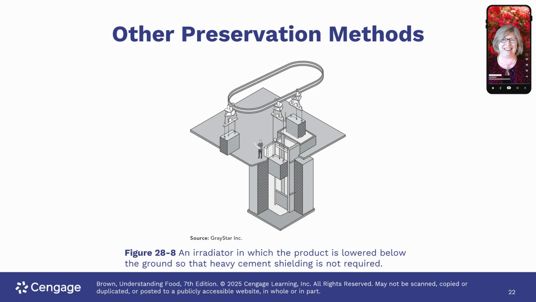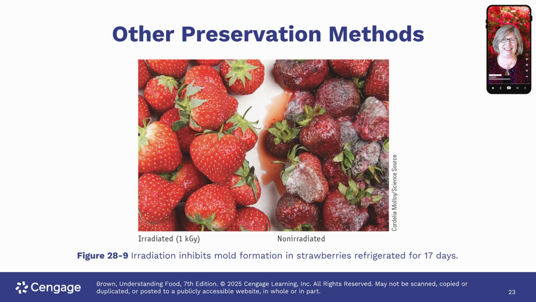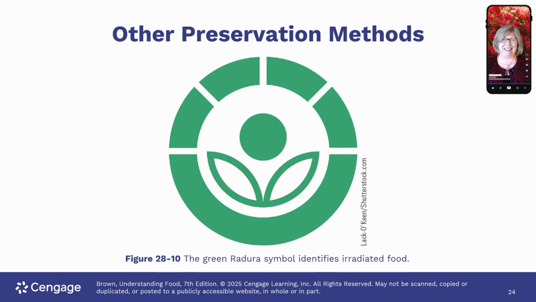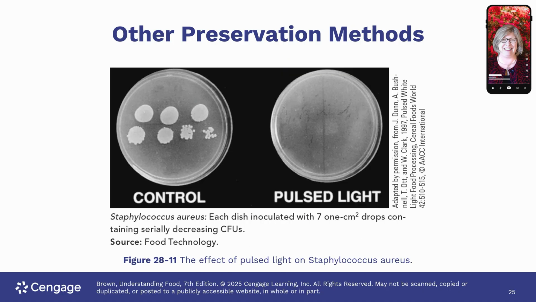Your book is going to have a lot more information than what I'm able to tell you in this lecture. So please refer to your book for more details. Here is a great example of how irradiated strawberries are still a lot fresher than non-irradiated strawberries that have been refrigerated for 17 days. This is the sign or symbol that you will see on food that has been irradiated. Other preservation methods include pulse light, as you see in Figure 8-11, the effect of pulse light on Staphylococcus aureus. Your control Petri dish and your pulse light Petri dish shows the effectiveness of the pulse light.